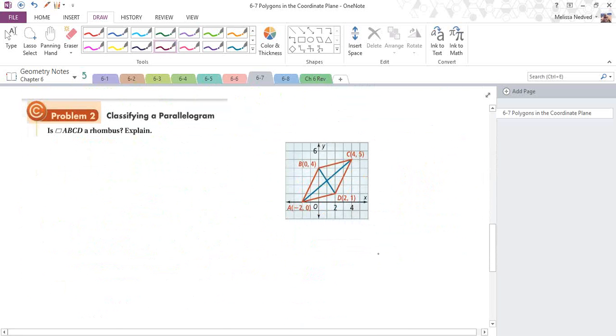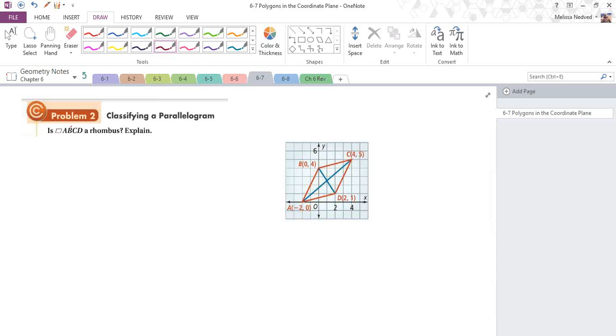Our next problem, we're given a figure and we're told it's a parallelogram. It says is, and then we've got this little symbol. Remember from earlier in this chapter, if that symbol exists, that symbol means parallelogram. So we're told it's a parallelogram. We want to know if it's a rhombus. Is parallelogram ABCD a rhombus? And explain how we know.